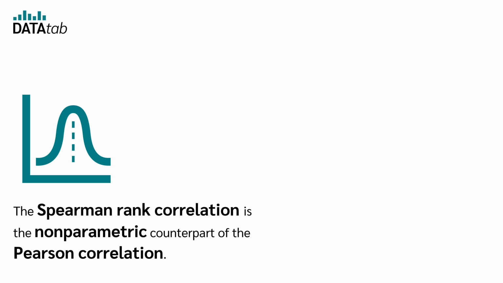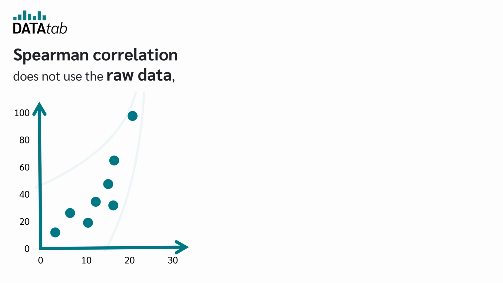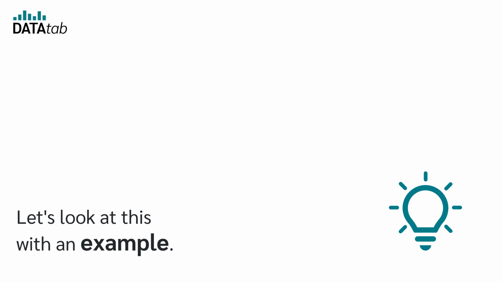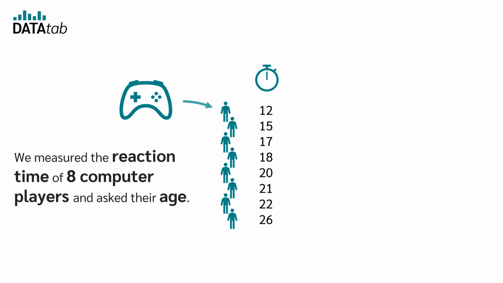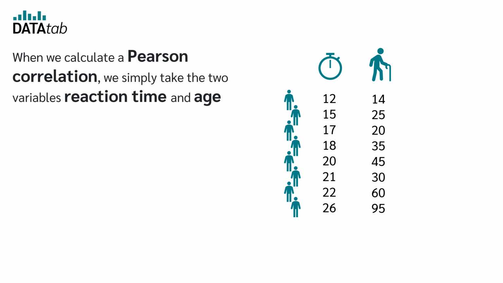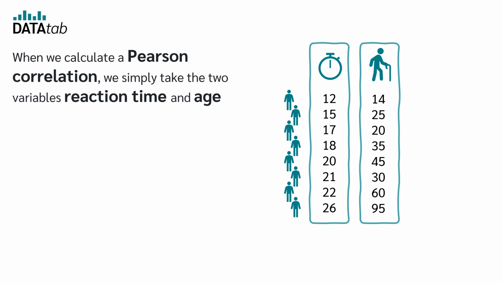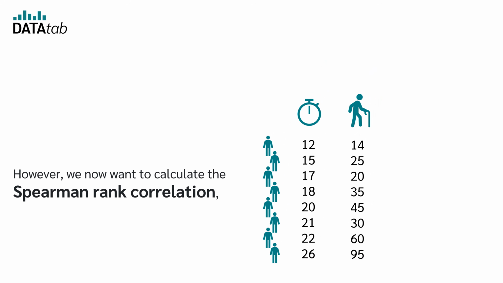The Spearman rank correlation is the non-parametric counterpart of the Pearson correlation. But there is an important difference between both correlation coefficients. Spearman correlation does not use the raw data, but the ranks of the data. Let's look at this with an example. We measure the reaction time of 8 computer players and ask their age. When we calculate a Pearson correlation, we simply take the two variables reaction time and age and calculate the Pearson correlation coefficient. However, we now want to calculate the Spearman rank correlation.